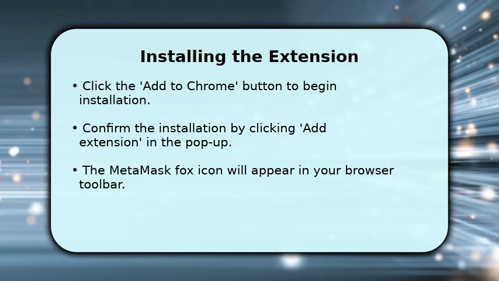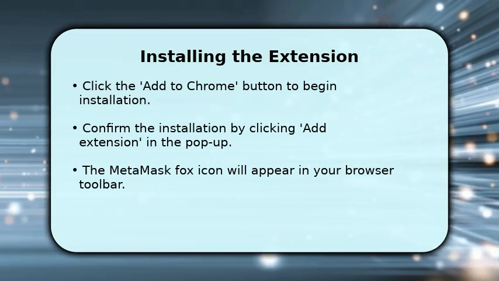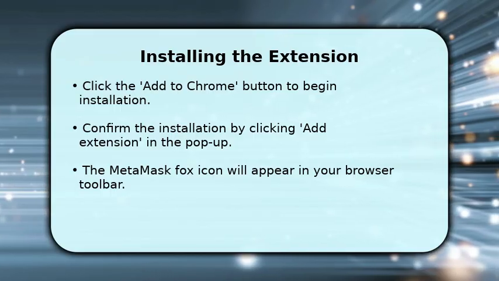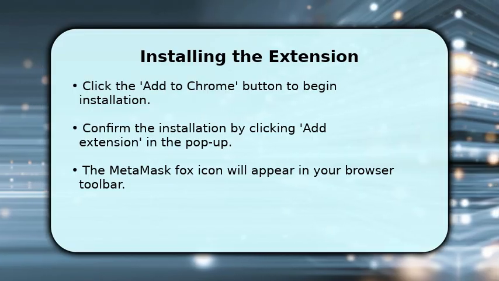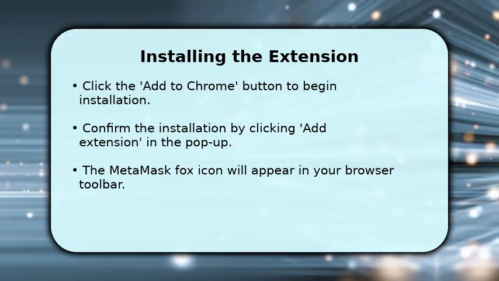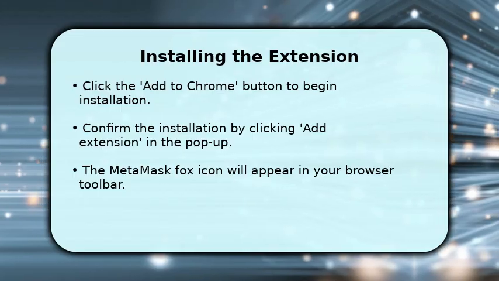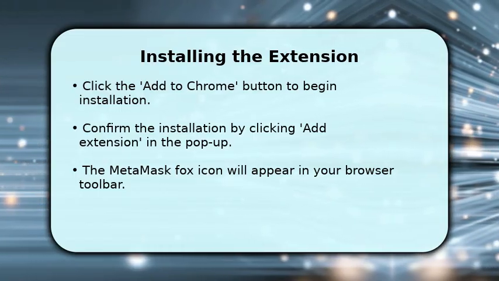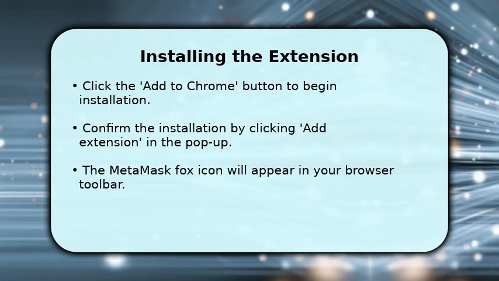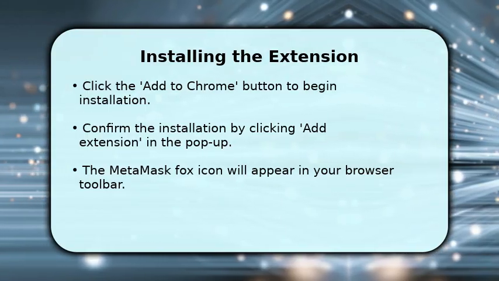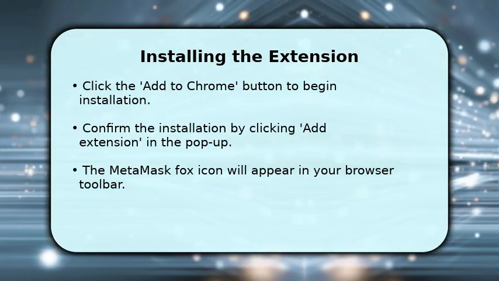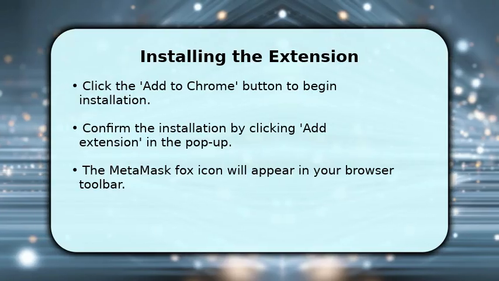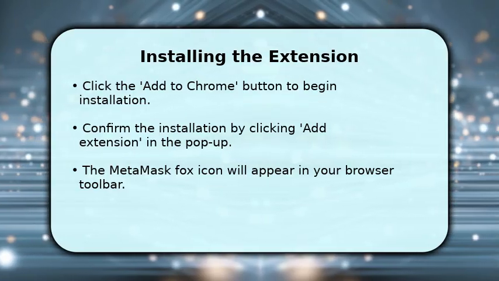After locating the official MetaMask extension, click the Add to Chrome button. A small pop-up window will appear, asking for your confirmation to add the extension. Click Add Extension to proceed. Within a few moments, the MetaMask Fox icon will appear in your browser's toolbar, usually in the top right corner. This indicates that the extension has been successfully installed and is ready for the next steps.